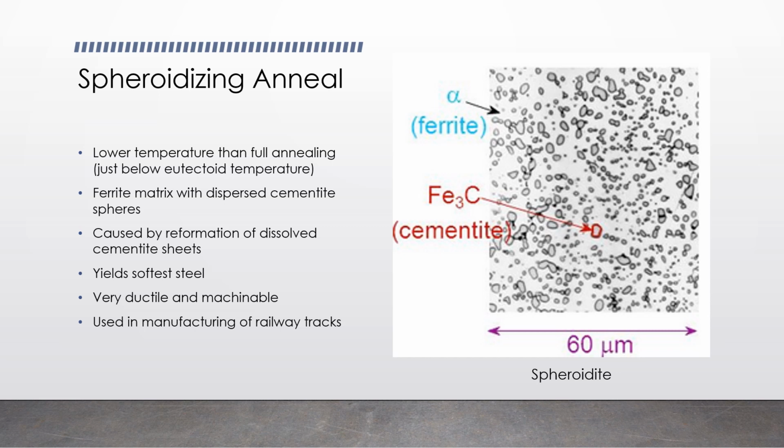This type of anneal yields the softest steel. This soft steel is very ductile and very machinable. A common application of spheroidizing anneal is during the manufacturing of railroad tracks so that they can be machined and bent to shape before they are processed more.